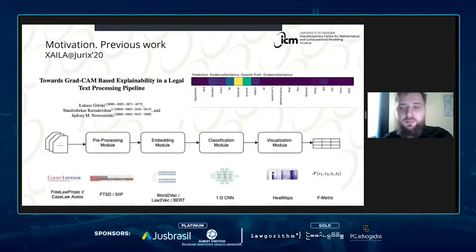So to begin, when the motivation is concerned, it should be noted that this work is a significant extension of our previous paper presented at the Xyla workshop during the previous Jurix conference, with extended version accepted into ICOL proceedings. In this aforementioned paper, we have presented a classification system that was based on convolutional neural network, and that system used GradCam method to highlight the most important words when doing the legal text classification.